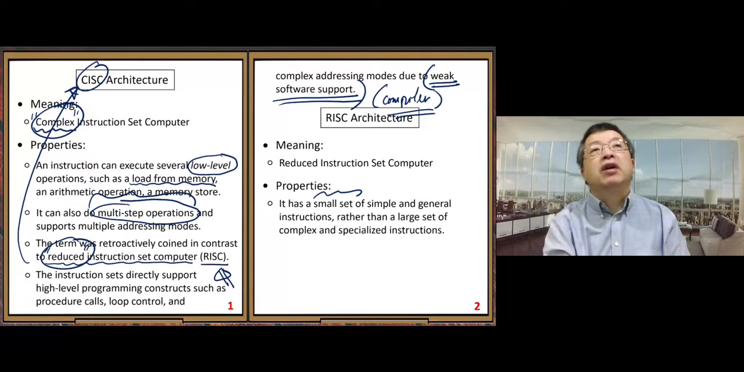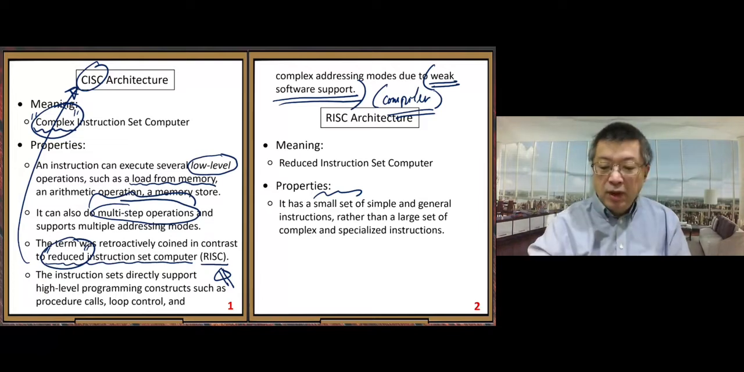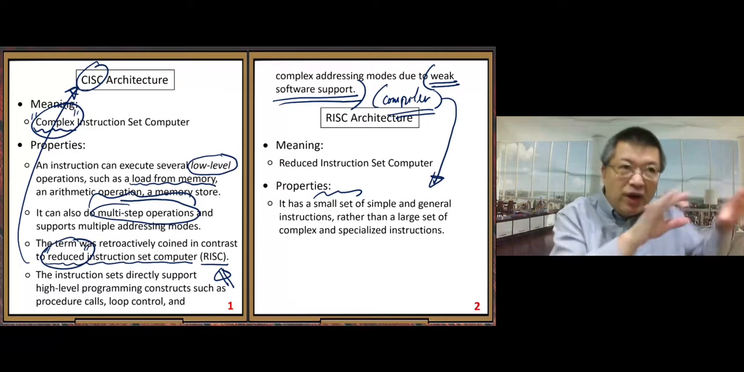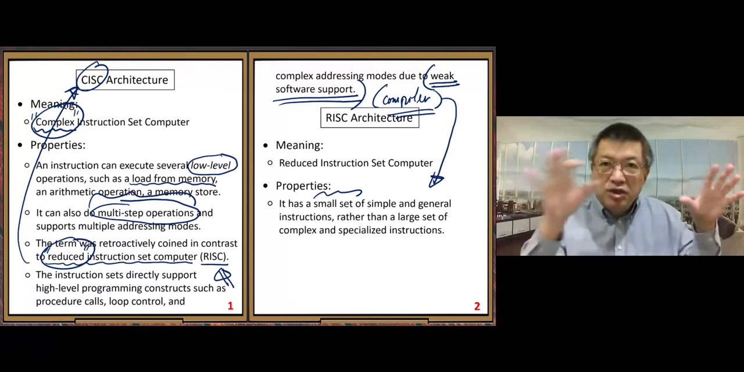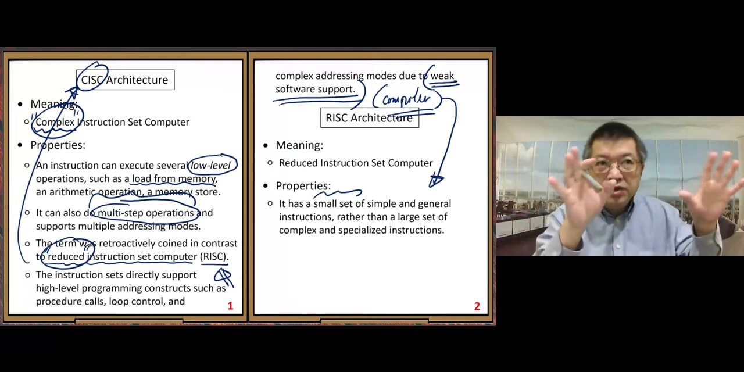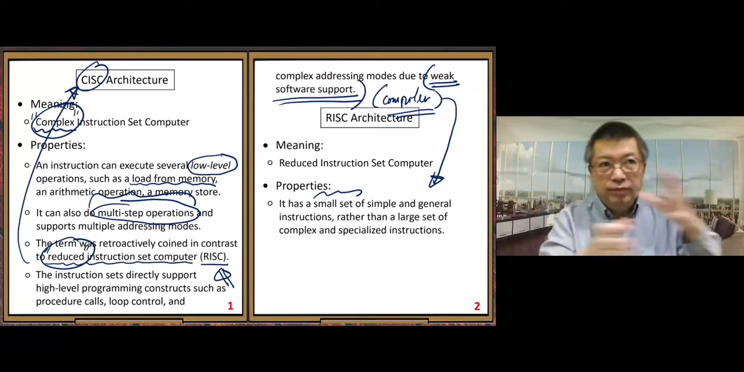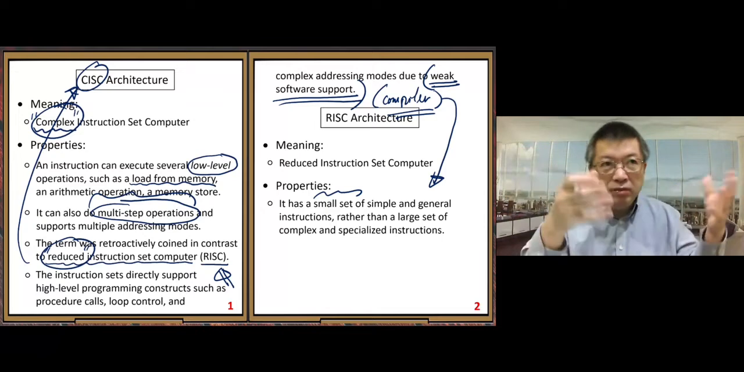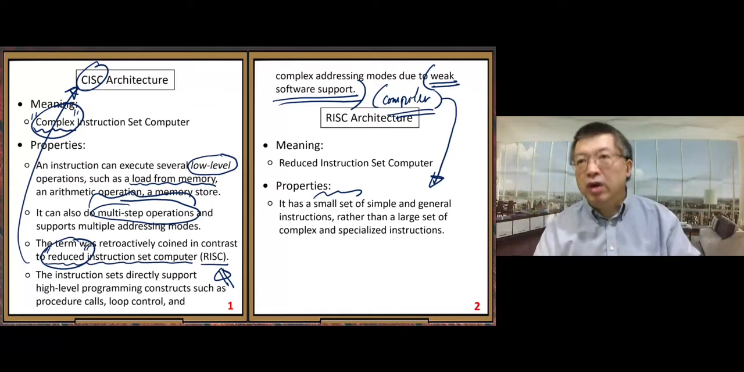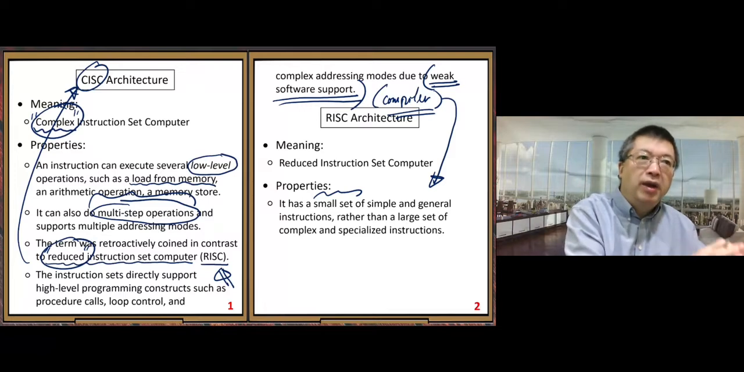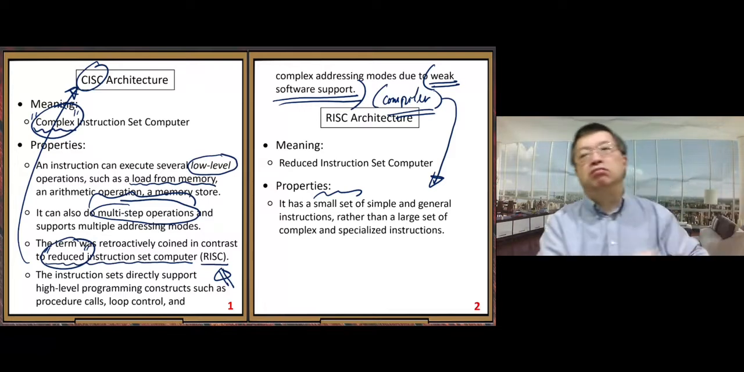Because for the complex task, you rely on the compiler to organize different operations, putting different operations together. All right, splitting and putting together, the compiler will do that work. But at the instruction level, we just make it as simple as possible.